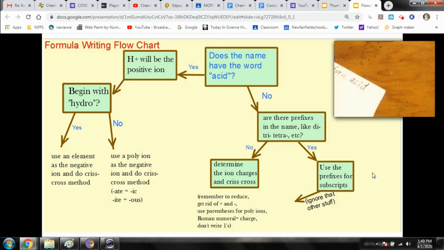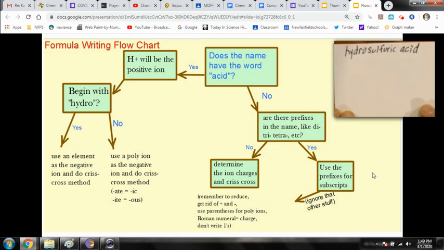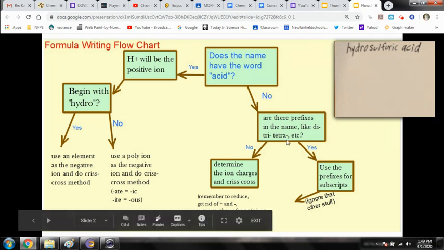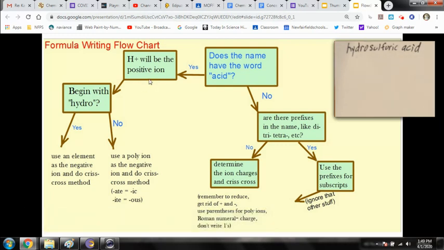Next example, hydrosulfuric acid. All right, starting at the beginning of the flow chart. Does it have the word acid in it? Yes, I see acid right there. So that means that hydrogen will be the positive ion. So let me just write down H+. That's our positive ion. Does it begin with hydro? Why, yes, it does. There's hydro. So we'll go with yes, yes, yes.